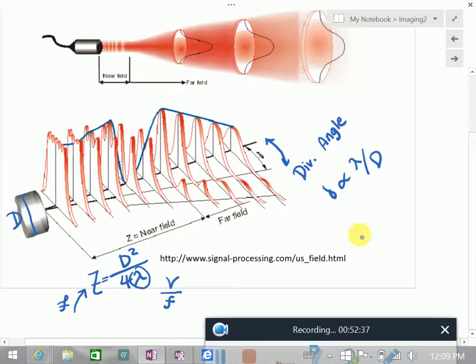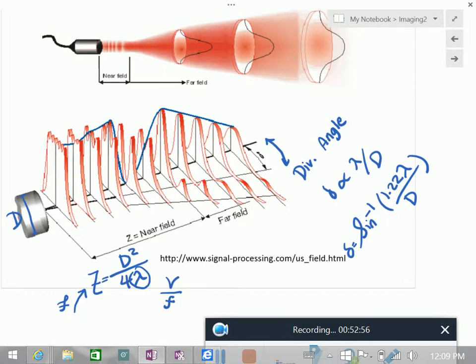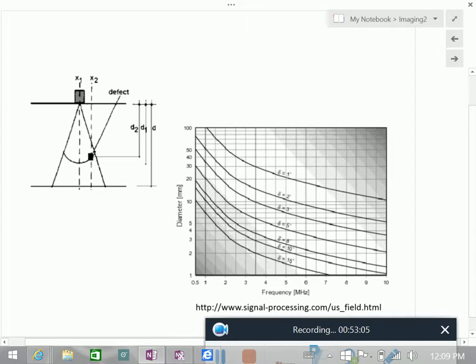And the expression is, so delta equals inverse sine of 1.22 lambda over d. This depends on how you define it. This is the definition that the amplitude drops by 6 dB. Depending on how you do it, you get different parameters. So this is also for a material, for water, I think.